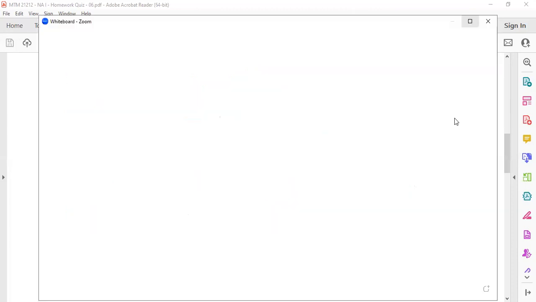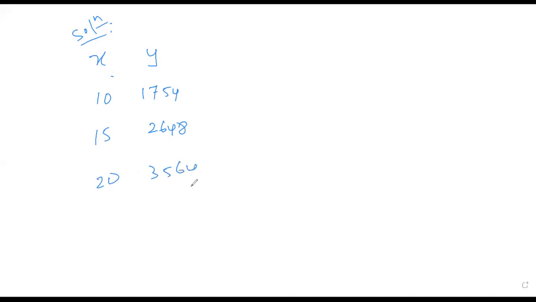Okay. So first of all, we have to make a forward table, Newton forwards table. So first X value and Y value, that's all we have. So for the 10, they say 1754. For the 15, they say 2648. So this is solutions, okay? And then for the 20, they say 3564, okay?